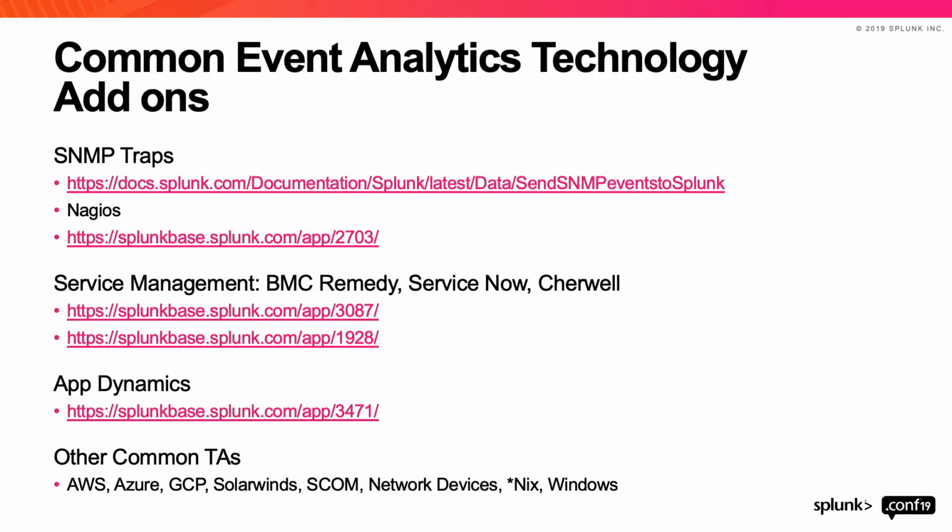Now, over the last couple, 3 years, when we had those implementations, we always seem to hit the same technology add-ons. The technology add-ons that are super common are SNMP traps. SNMP traps, cold start traps, all of those things are very common data sources. Nagios, another one. Service management tools to get the data in or to enable bidirectional ticketing. Again, super common data sources. And then obviously all the different cloud providers have their own technology add-on. So we want to make sure we take advantage of all of this and bring this data into Splunk.